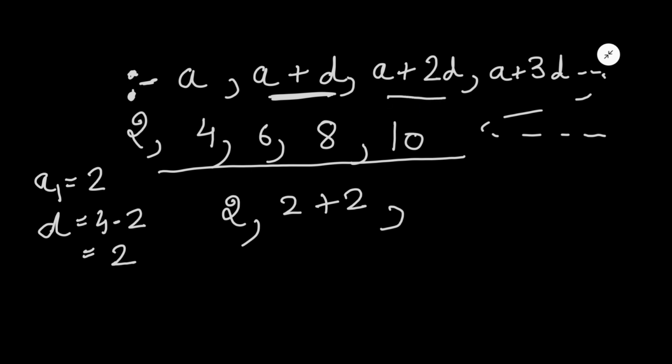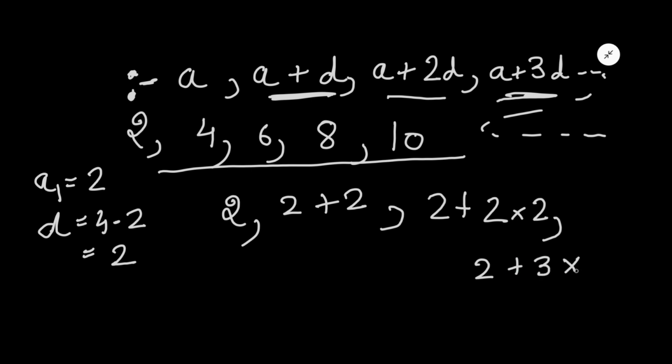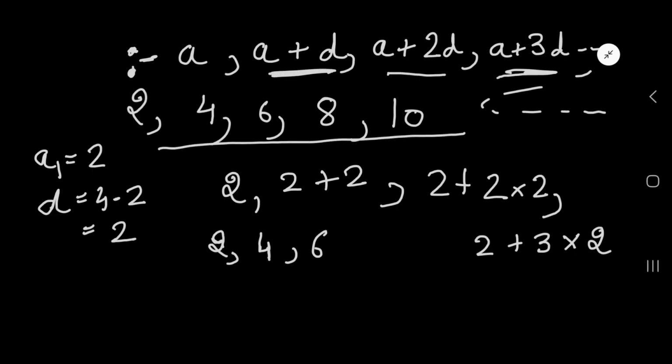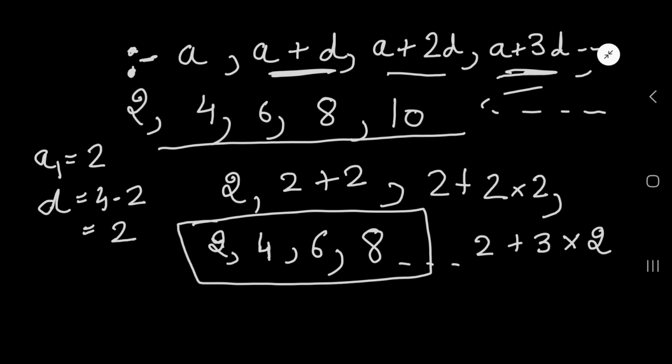The third term is a plus 2d. So first term is 2. Common difference is also 2. So 2 into 2. The last term is a plus 3d. Sorry, the fourth term. So it is 2 plus 3 into 2. So our arithmetic progression will be 2, 4, 2 plus 4 is 6, and 2 plus 6 is 8. So here our arithmetic progression is 2, 4, 6, and 8.